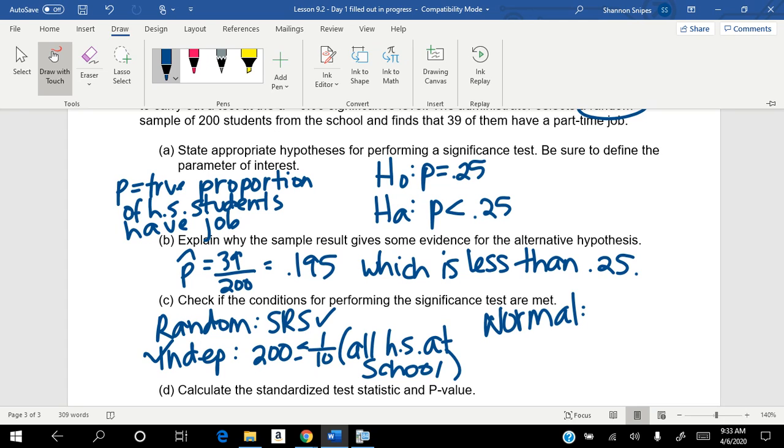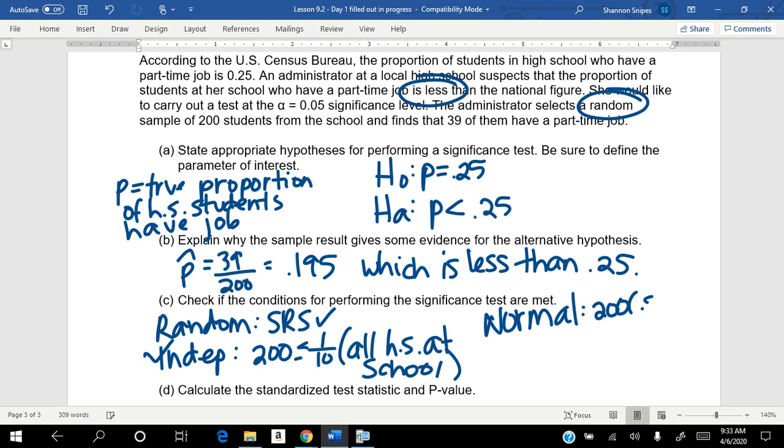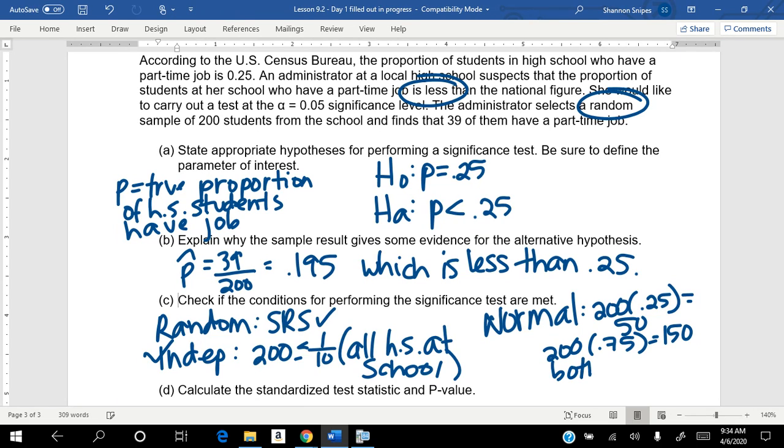All right, so we're going to do 200 times 0.8. Why did I do 0.8? Because I am still thinking about our free throws. 0.25. So 200 times 0.25 is 50. And then we have to do 200 times 0.75, and this is equal to 150. Both of these are greater than or equal to 10, so our normal condition has been met.